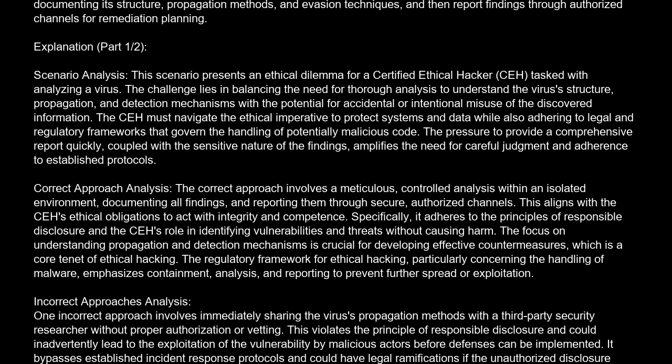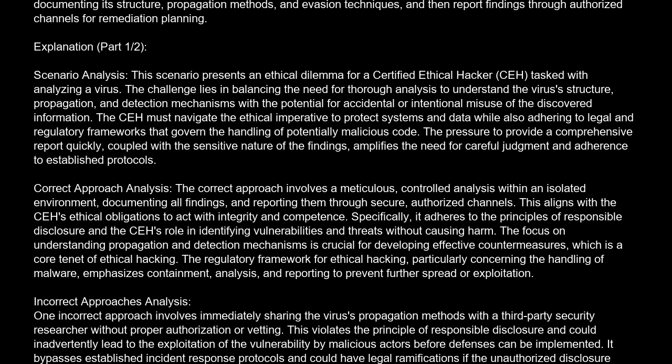Explanation. Scenario analysis. This scenario presents an ethical dilemma for a certified ethical hacker, CEH, tasked with analyzing a virus. The challenge lies in balancing the need for thorough analysis to understand the virus's structure, propagation, and detection mechanisms, with the potential for accidental or intentional misuse of the discovered information.